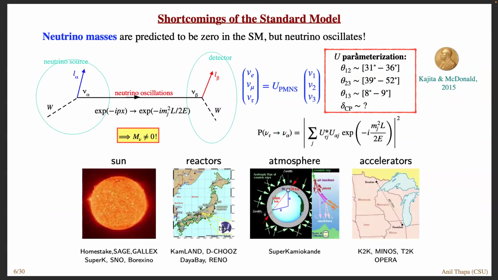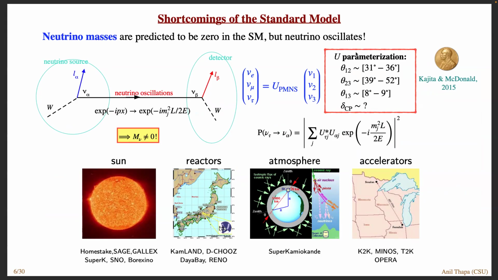Okay. The second shortcoming of the standard model is, of course, neutrino mass, which we all love. Neutrino masses are predicted to be zero in the standard model. Neutrinos oscillate. You can imagine this oscillation through a flavor of neutrino produced at the neutrino source, it oscillates, and a different flavor of neutrino is detected at the detector.